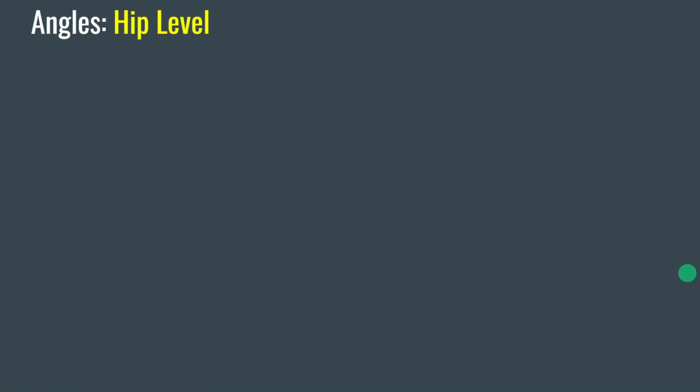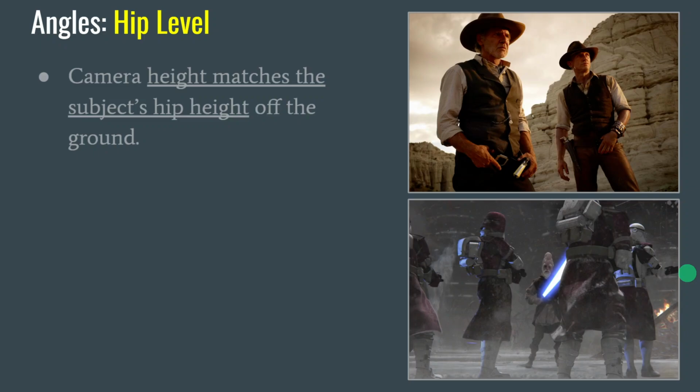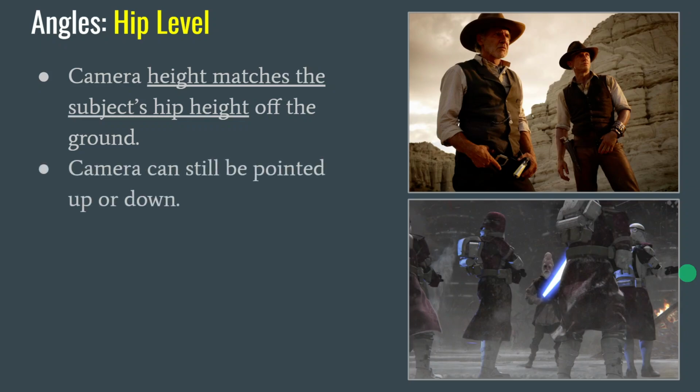The next one, we're going down a little bit, down to the hip level. So again, this means the camera height off the ground is the same height as the subject's hip. However tall they are when they're standing up, the camera is at their hip height. It can still be pointed in different directions. It can be pointed up a little bit towards their faces, like you see from these examples right here. The camera's still pointed up, but it's down here low. It's only at their hip high off the ground.